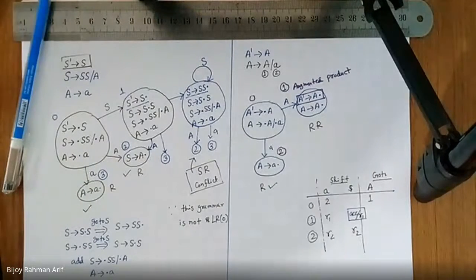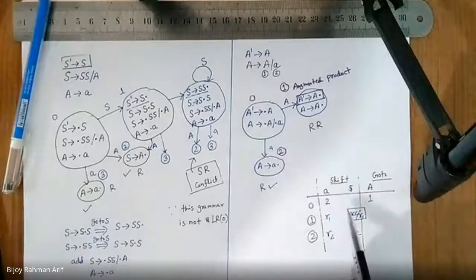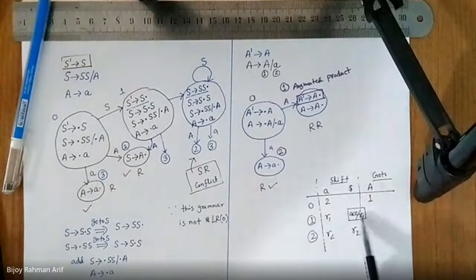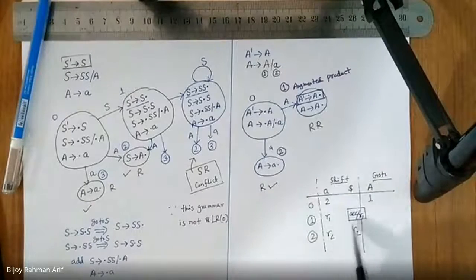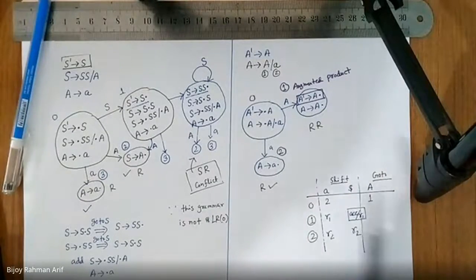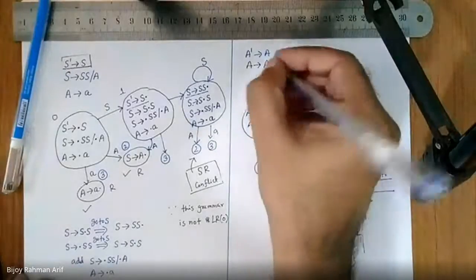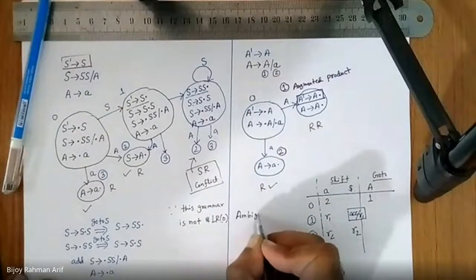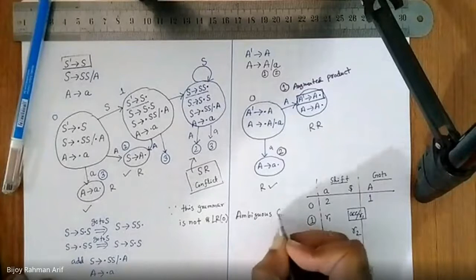So remember, here RR conflict is happening because the augmented production is on the dollar sign and the reduce move R1 is also on the dollar sign. That's why there is RR conflict. And moreover, this grammar is ambiguous.